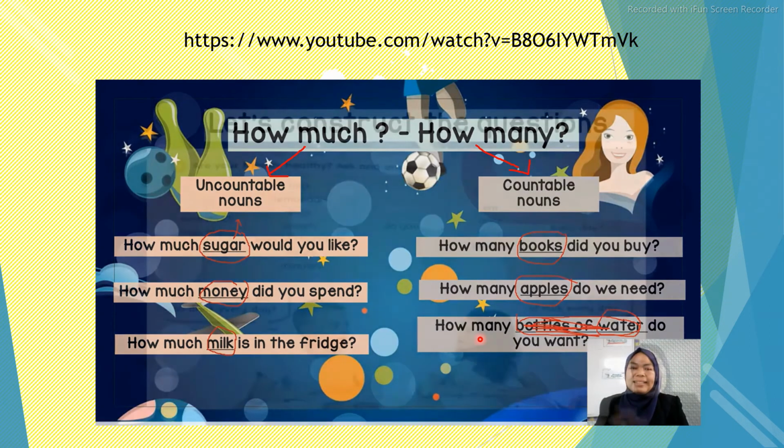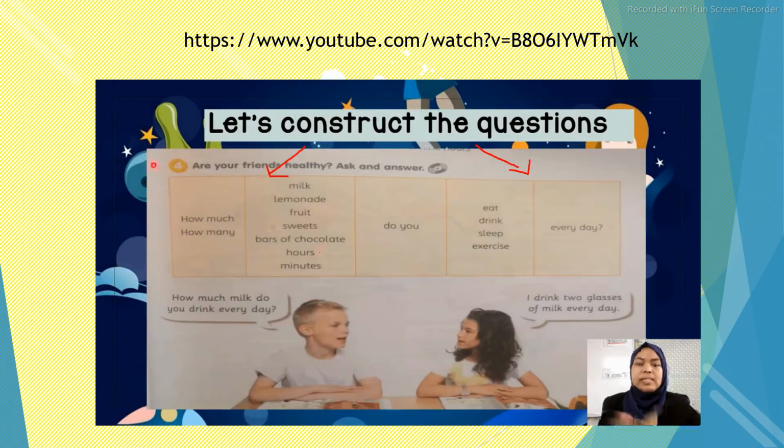Okay, now let us construct the questions. As you can see on the slide here, I have a table. So how do you want to construct the questions? Okay, look at number one here. In column one, you have how much or how many. Column two, you have nouns. So, you have to identify whether you can count it or not. And then for column 3, you just copy, do you. And then for column 4, you have to choose suitable verb.